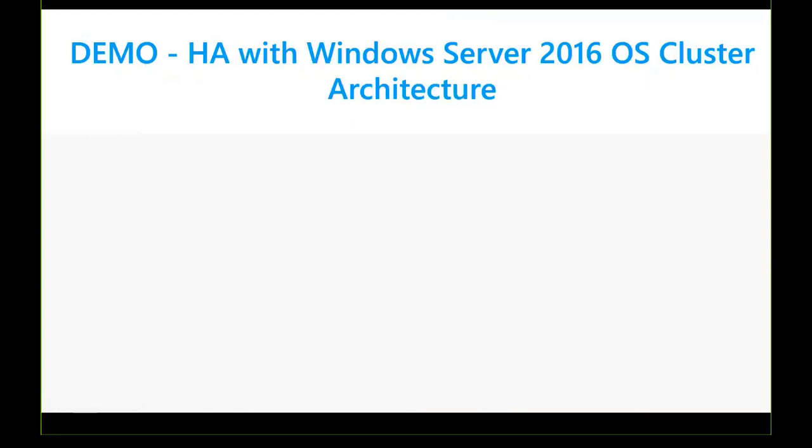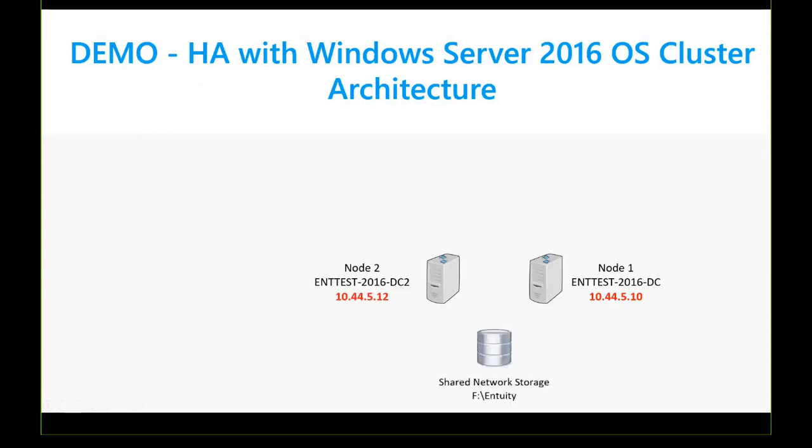We set up the demo architecture with two servers: node 1 in test DC and node 2. You can see here the IP .10 and the IP .12. Then we have added a shared disk, that's our drive F. In our case, node 1 and node 2 are working with clustering failover, and this specific storage is stored in another server.